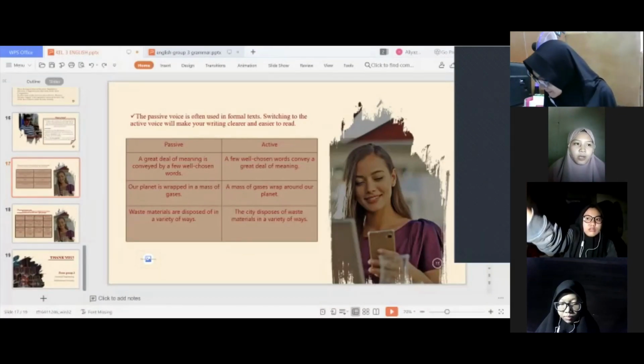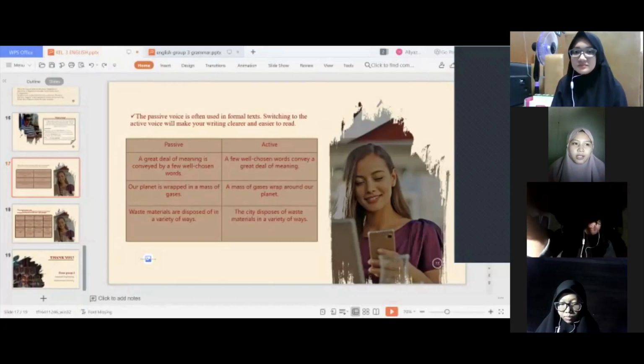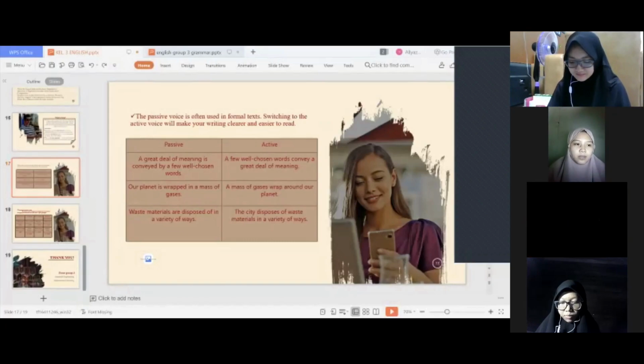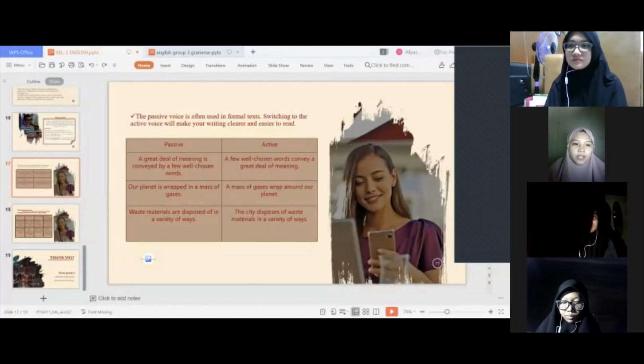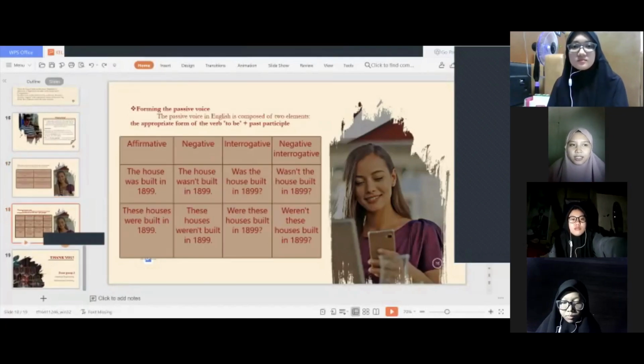Pasif yang kedua, our planet is wrapped in a mass of gases. Untuk kalimat aktifnya, a mass of gases wraps around our planet. Yang ketiga ada, waste material is disposed of in a variety of ways. Dan kalimat aktifnya, the city disposes of waste material in a variety of ways. Oke, next slide.